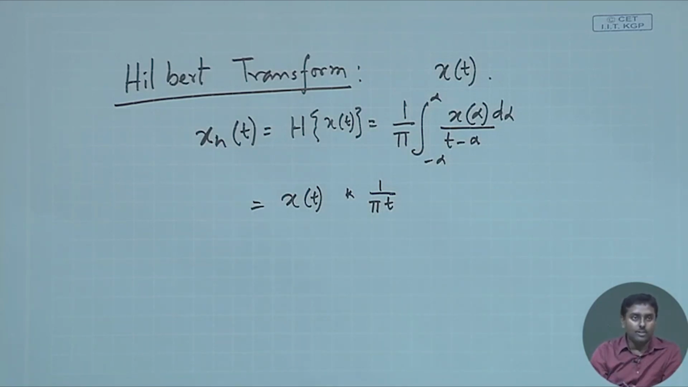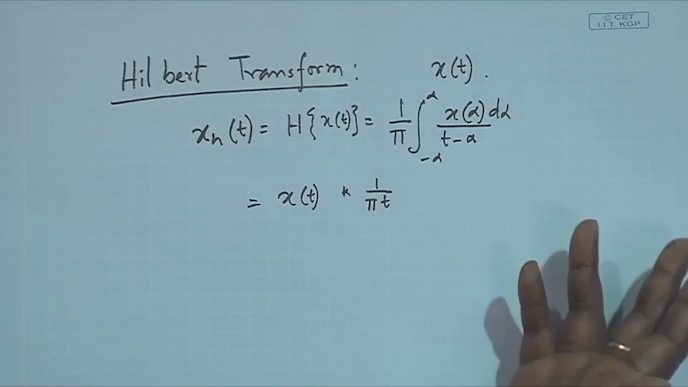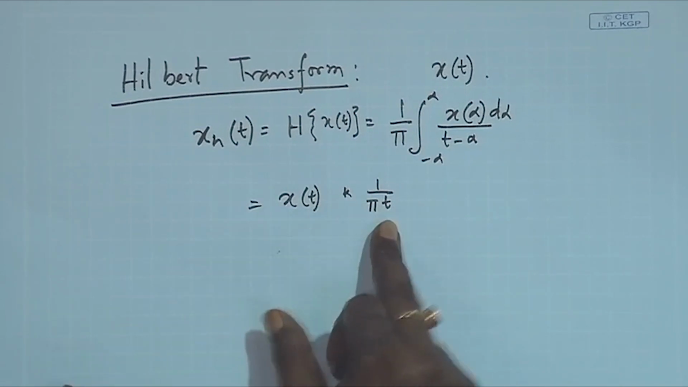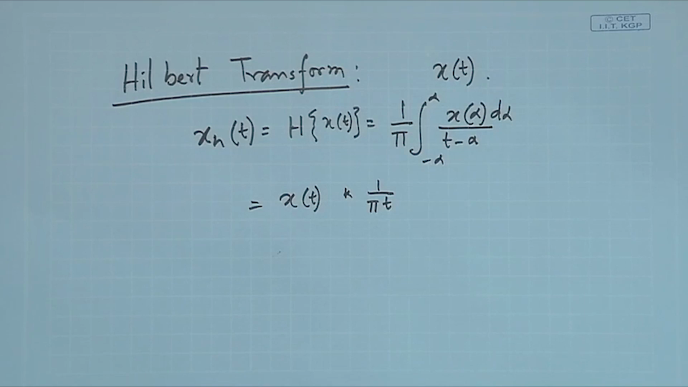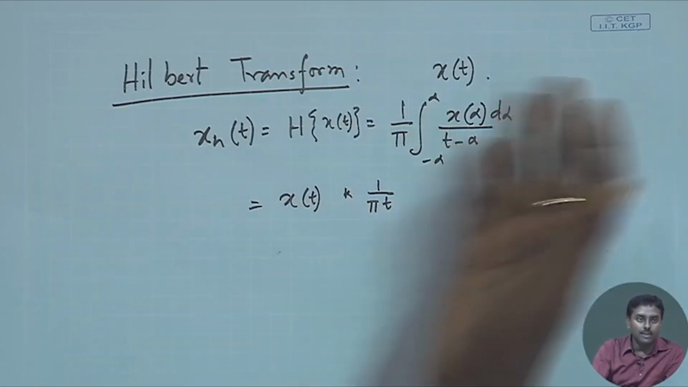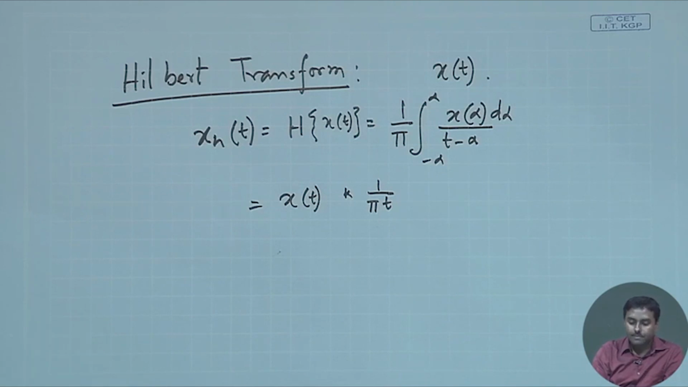Convolution means, suppose I want to convolve M1(t) with M2(t), we have already defined that. You need to integrate M1(tau) and M2(t minus tau) d tau from minus infinity to plus infinity. A similar thing is happening here. 1 by pi t is one function, let us say M2(t), and x(t) is M1(t). If you just do the convolution, you will get this, and instead of tau, we are saying this is alpha, if the convolution integration variable is t.